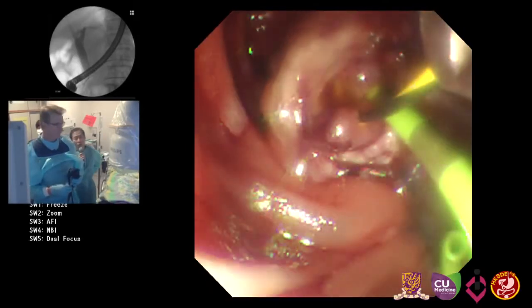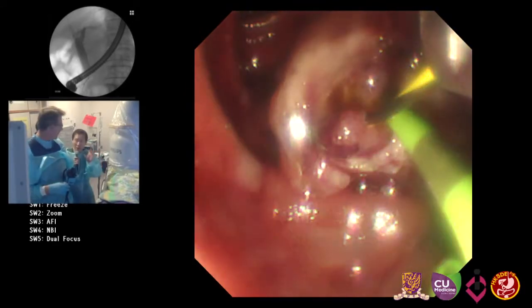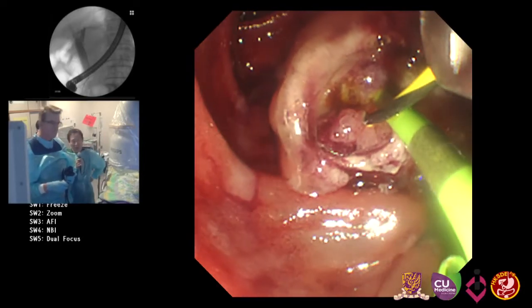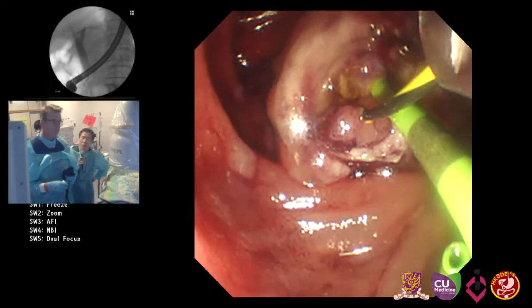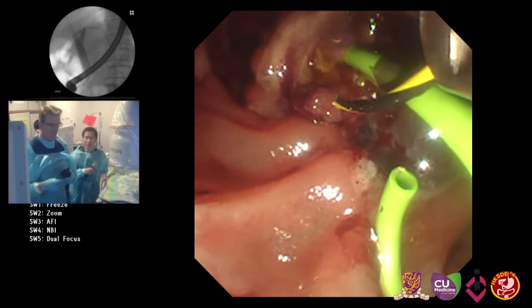I think if we put the metal stent there, then probably the pressure will be increased, and some portion of tumor, pressure necrosis, will be removed spontaneously. Yeah. And also important that it's fully covered, so we can remove it easily.